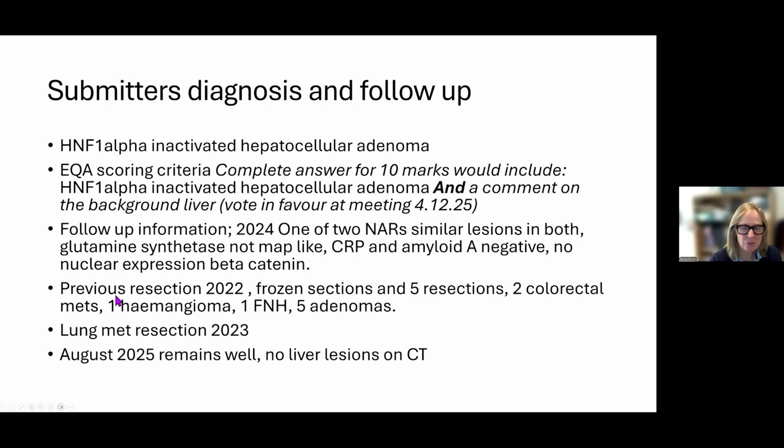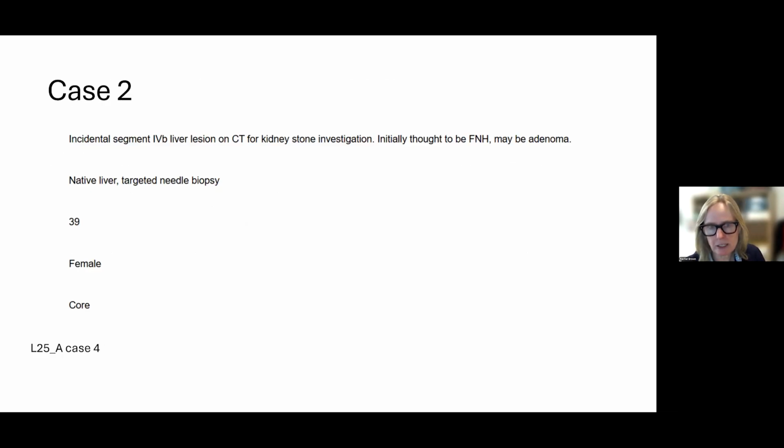I think this is very interesting, actually, because all of these, well, certainly these 2, but probably this as well, can be related to abnormal vascularity in the liver. But this patient had a variety of benign lesions. She also unfortunately had a lung metastasis, but remains well at the last time that I checked the record. So that was case number 1.